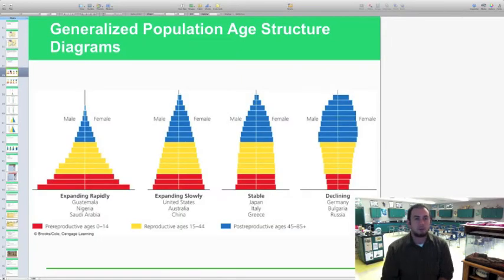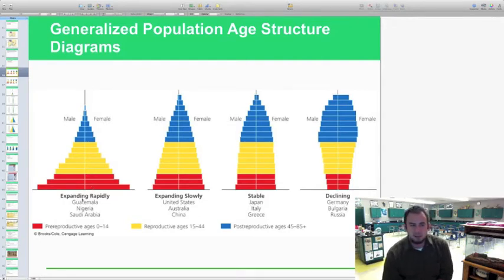As we look at this image today, we look at generalized population age structure diagrams. These are ways to look at what we have now to predict what we will be in the future. And usually the general rule is the larger the base of your age structure diagram, the more rapidly you will expand.